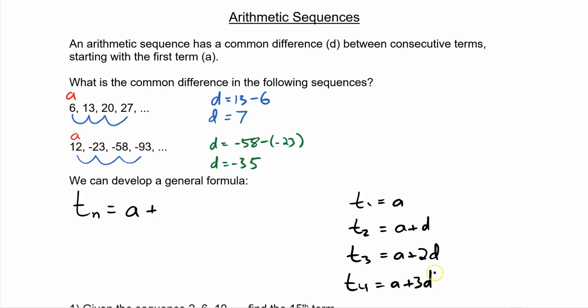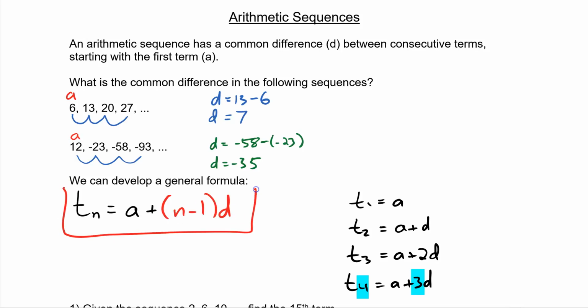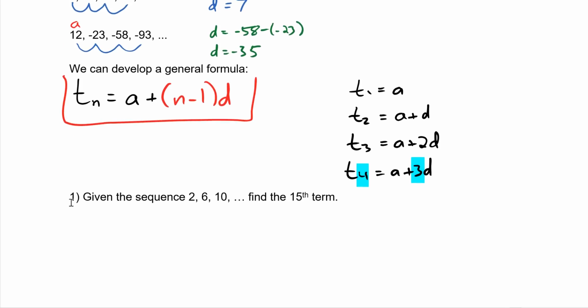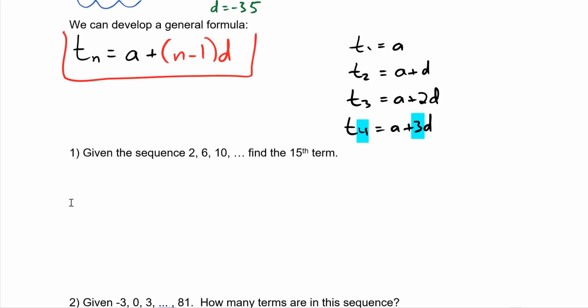Now, at this point, you're probably seeing a relationship between the term number and the number of times we add d. The number of times we add d is 1 less. So t_n equals a plus (n minus 1) times d. This will be our general formula for figuring out one term in an arithmetic sequence. So we'll take a look at a few examples here.